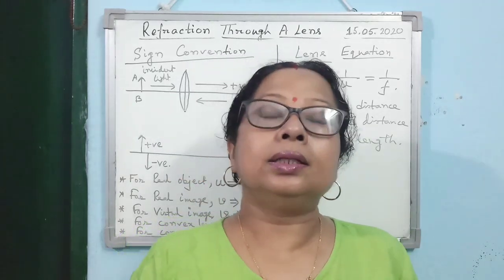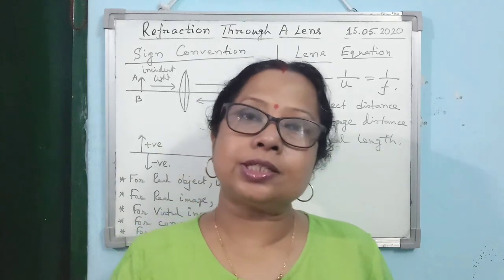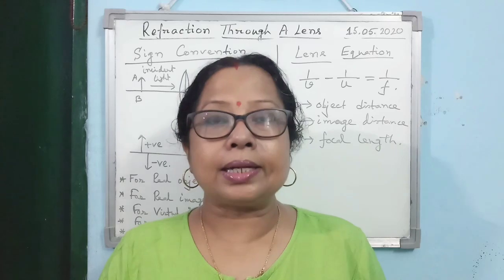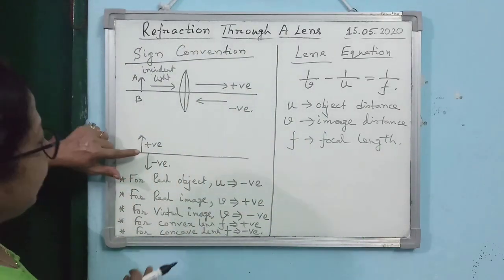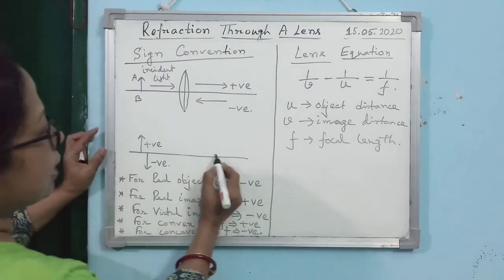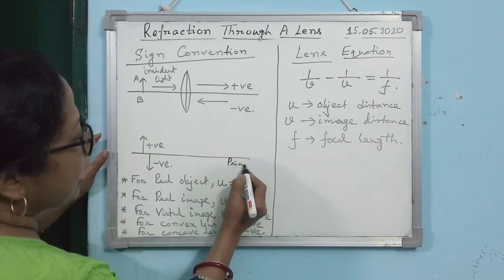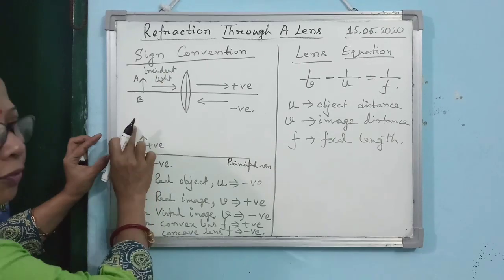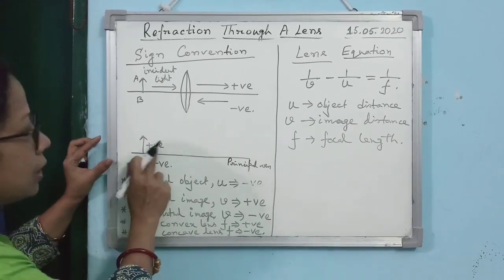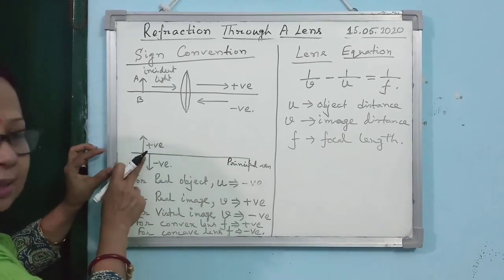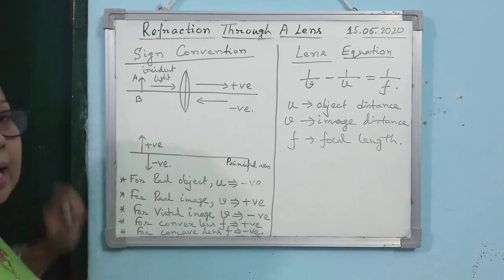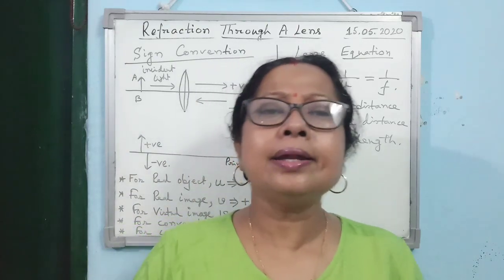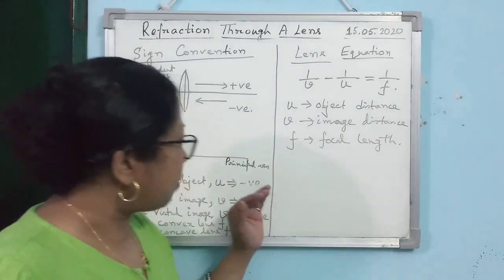Then the third point of the sign convention, exactly the same as that of the mirror: any distances measured above the principal axis, this is the principal axis, are considered positive. Any distances measured below the principal axis are considered negative. That's why I am summarizing.